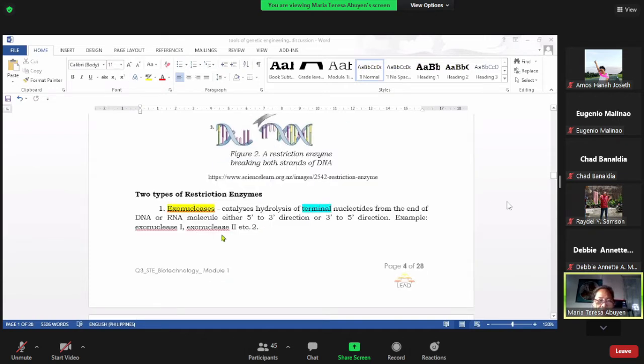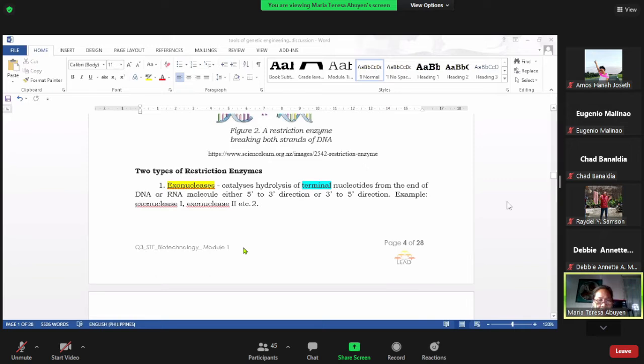So in the module, there are 2 types of restriction enzymes. One is exonucleases, and the other one is endonucleases. Exo and endo. So exonucleases catalyze hydrolysis of terminal nucleotides from the end of a DNA or RNA molecule, either in the 5' to 3' direction or the 3' to 5' direction.